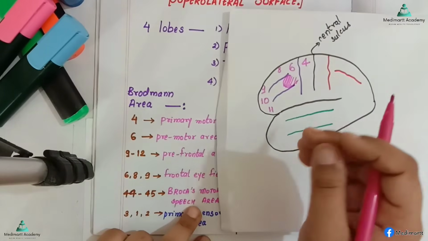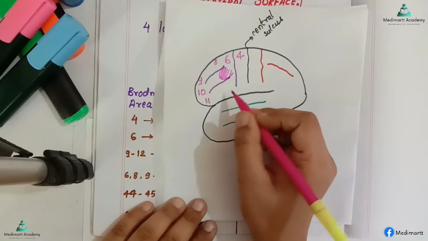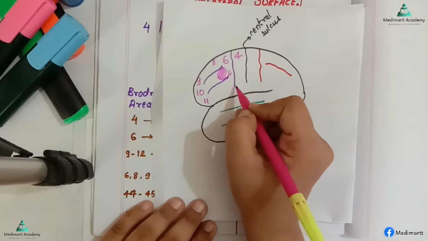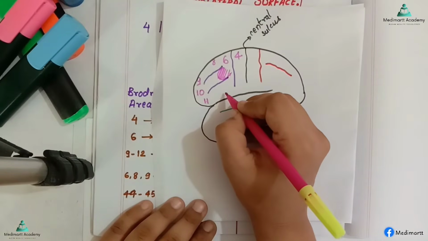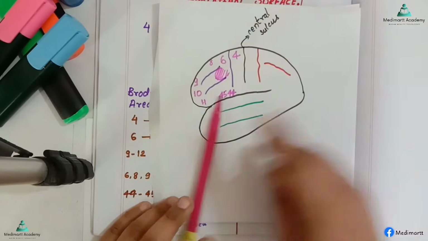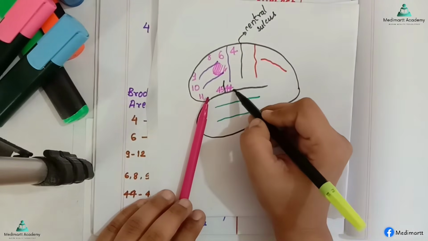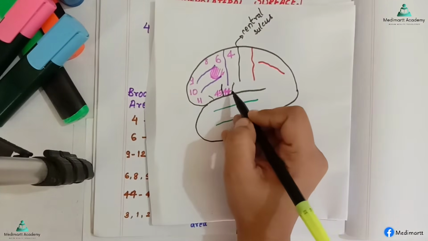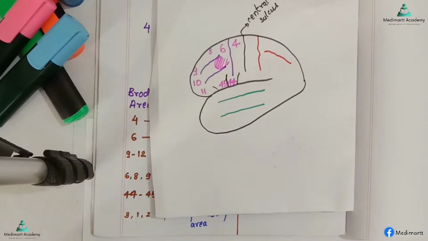Then we have the area number 44 and 45, which is the most important, that is the Broca's motor speech area. It will be present above the posterior ramus of the lateral sulcus and just near the prefrontal sulcus, basically in the inferior frontal gyrus. So you can write 44, 45. Here is one more sulcus, the anterior ascending part of the lateral sulcus, you can see. But you don't have to draw all these, you can just write 44 and 45. Okay, then this is done for the frontal lobe.